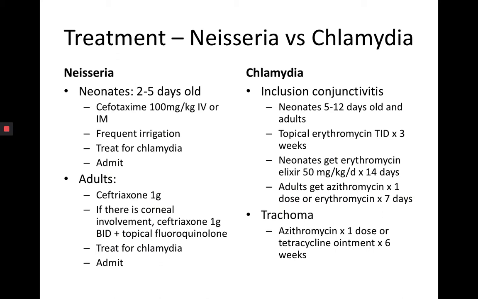For chlamydia, the treatment is with topical erythromycin. In neonates, they should also receive oral erythromycin elixir, and then adults get 1 gram azithromycin or erythromycin for 7 days. Patients with trachoma either receive azithromycin for 1 dose or tetracycline ointment for 6 weeks.